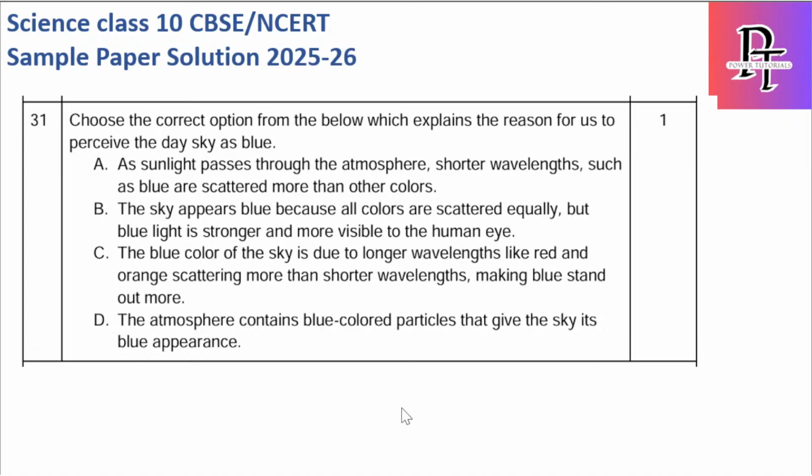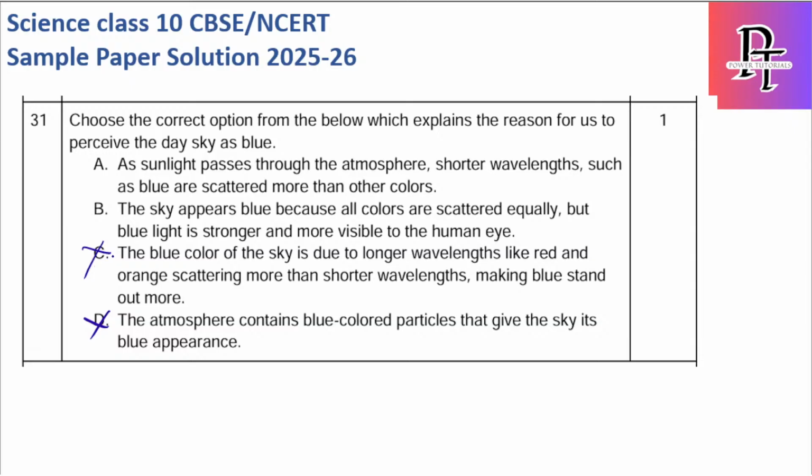The sky appears blue because all colors are scattered equally, but blue is stronger and more visible to the human eye. The blue color of the sky is due to longer wavelengths like red and orange scattering more than shorter wavelengths, hence the blue stands out more. The atmosphere contains blue color particles that give the sky its blue appearance. This is obviously wrong. Blue color is due to longer wavelengths red and orange, this is also wrong.